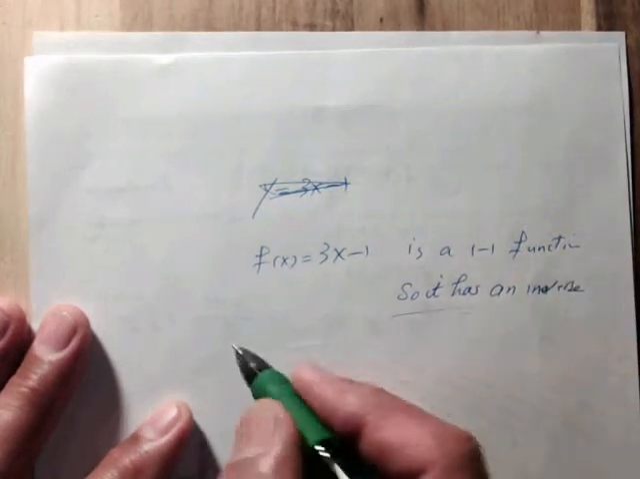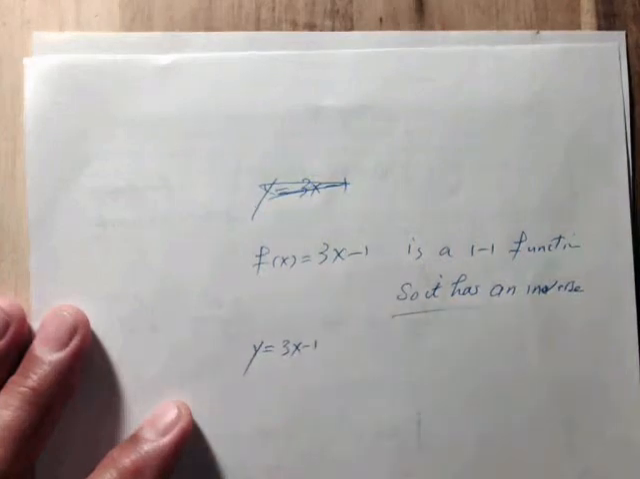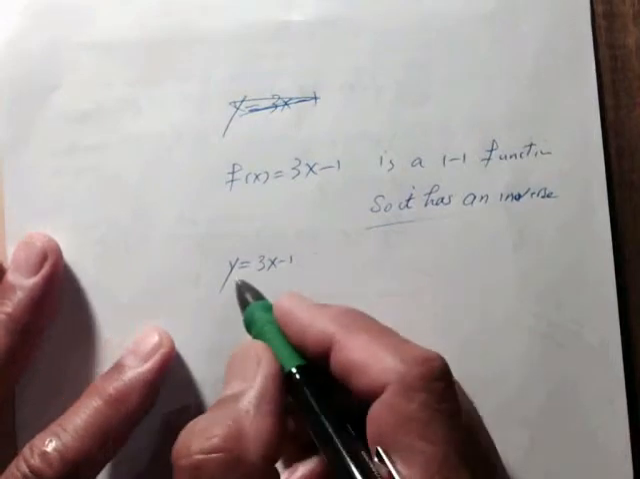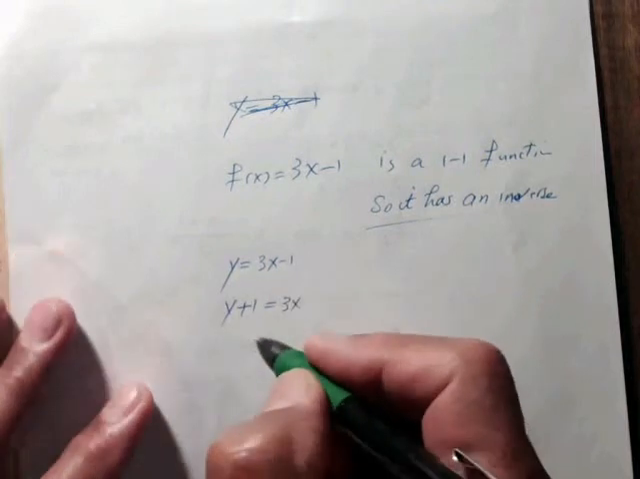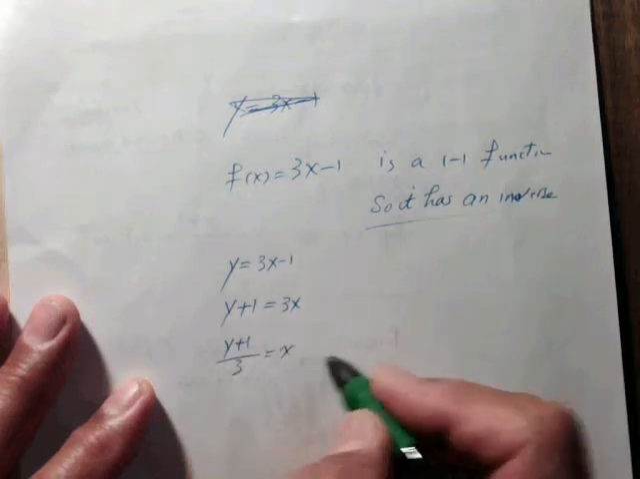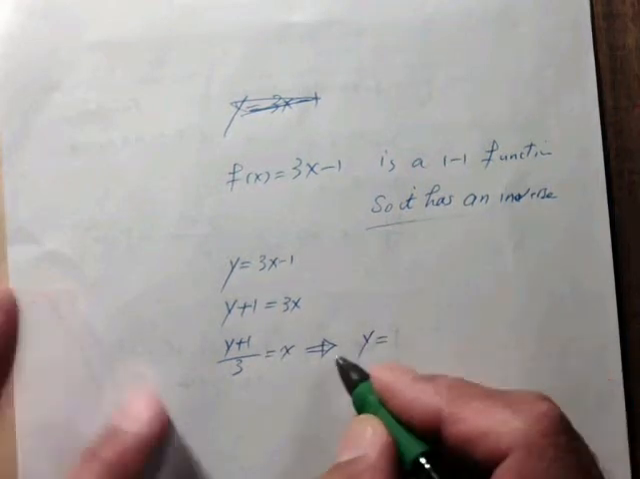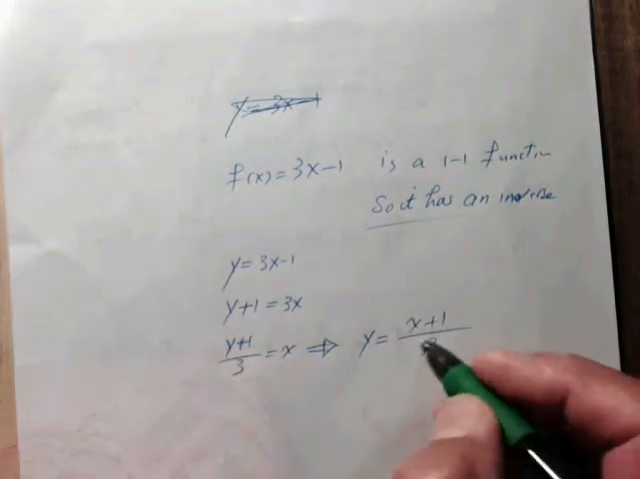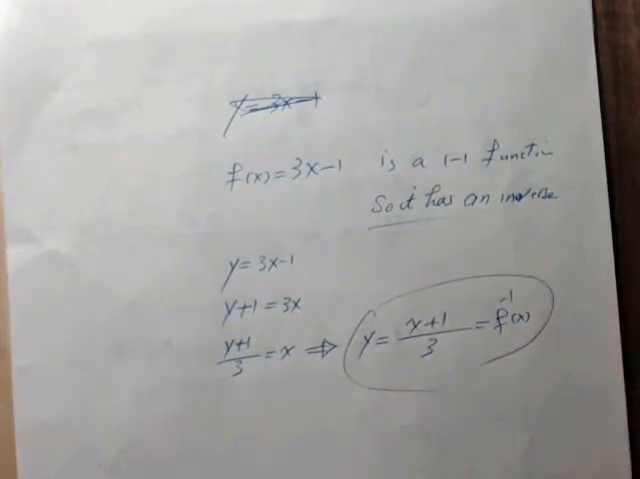How do I find the inverse? We said set y equal to 3x minus 1, and then solve for this y in terms of x. So this is easy to do. We just add 1 to both sides. We get y plus 1 equal to 3x. Then we divide both sides by 3. You get y plus 1 over 3 equal to x. Then we change x to y, y to x. So y equal to, I change this x to y, equal to, I change this y to x. So I get this function. This is the inverse function. That's an easy process.